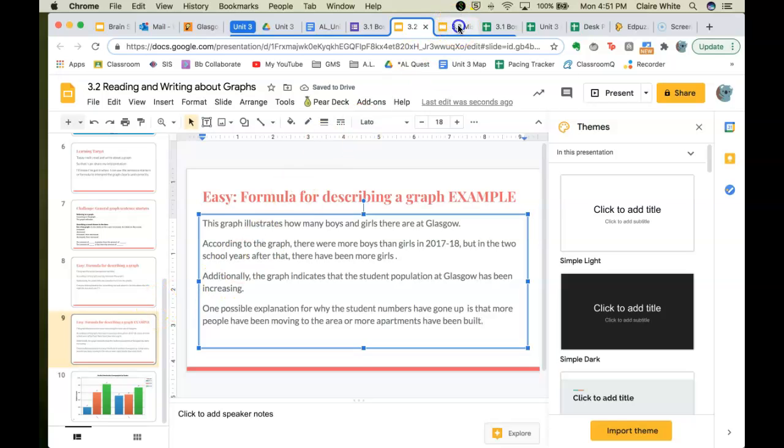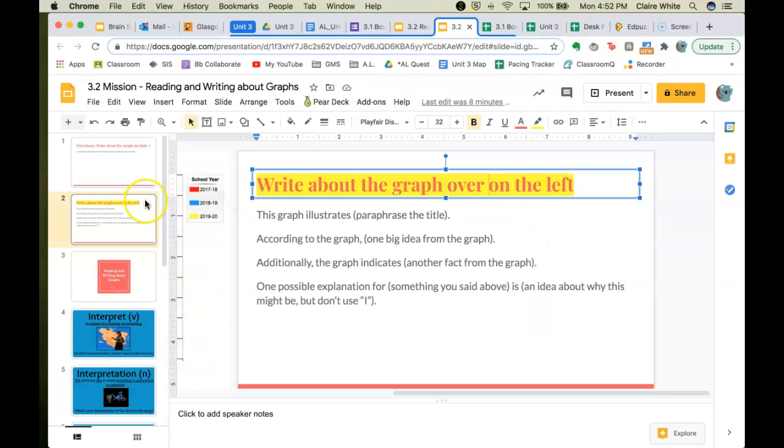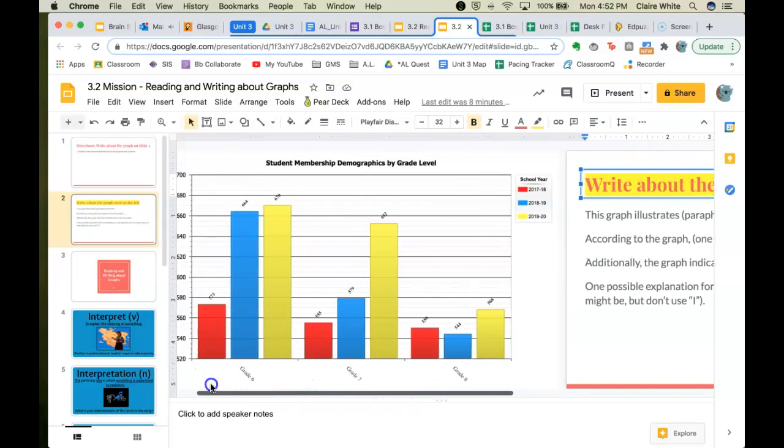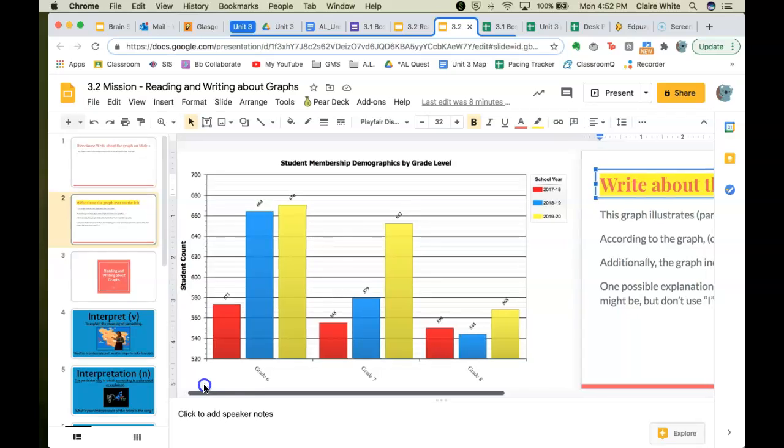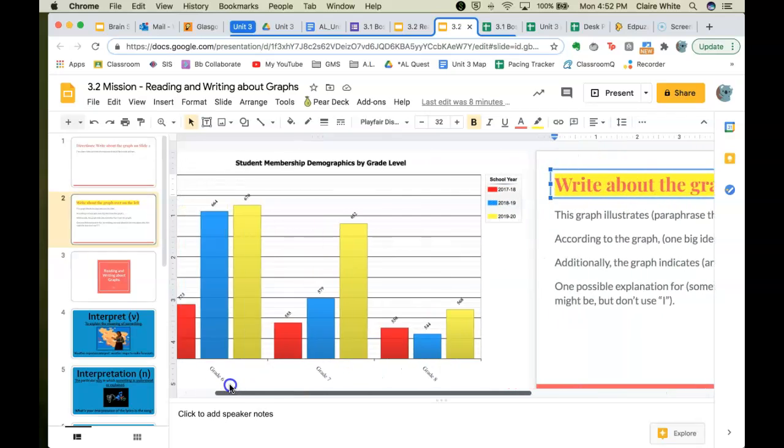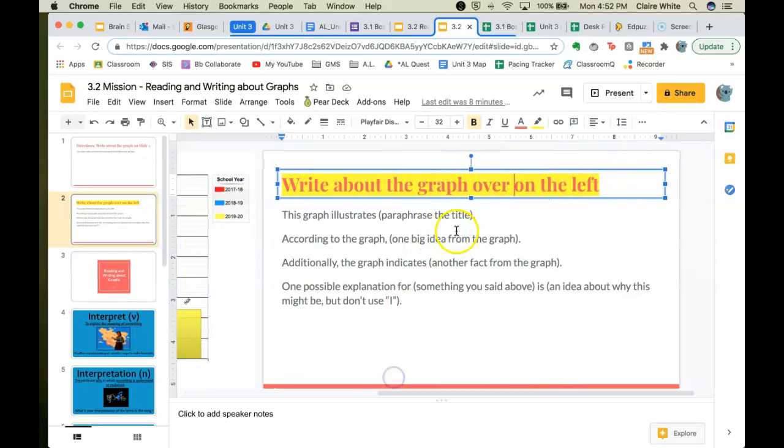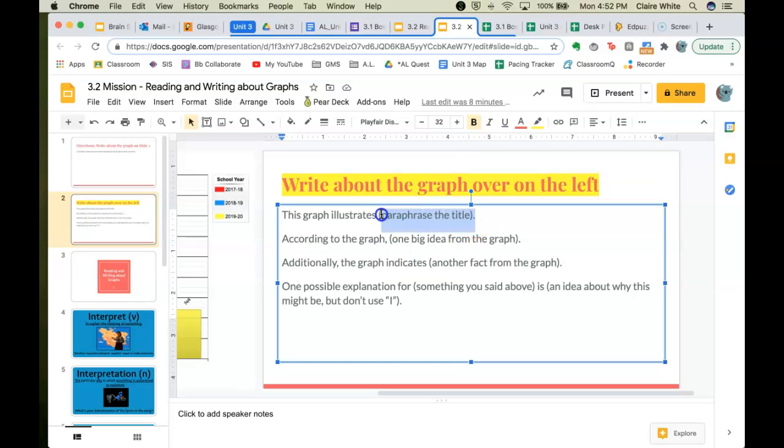Okay, when you guys do yours, you're going to be analyzing a graph that's kind of like to the left. So in your mission, it's going to be there. I put it to the left just so it'd be a little easier for you to go back and forth. So you're going to take out what it says and just like I did, put your own words.